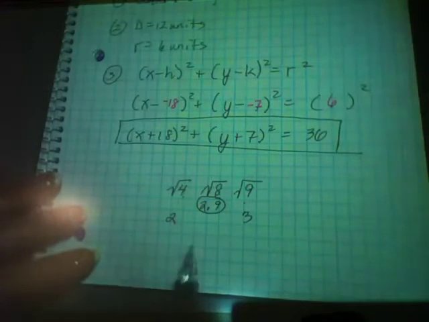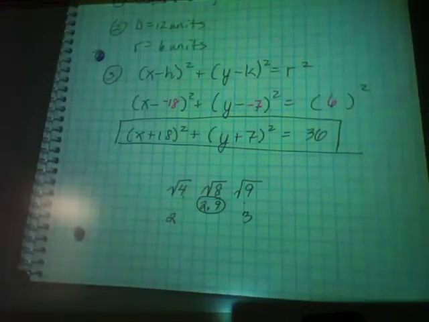So that's what I expect. I do not expect you to break out a calculator and find the decimal equivalent of the square root of 8, because you won't be able to do that on your test. So just be careful. All right, that's it.